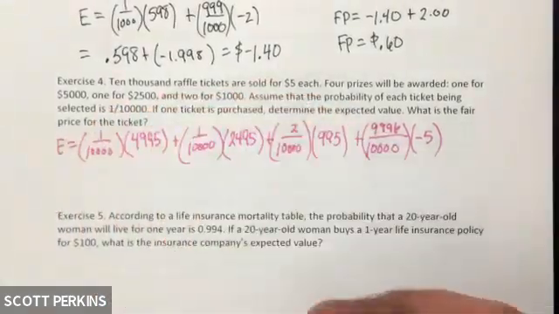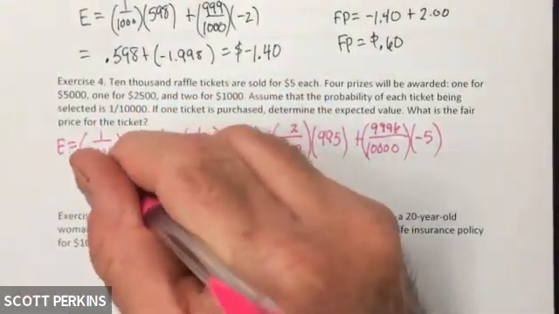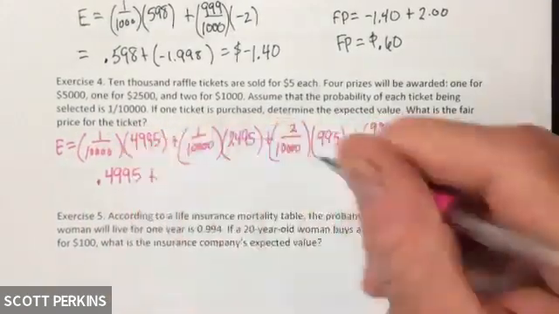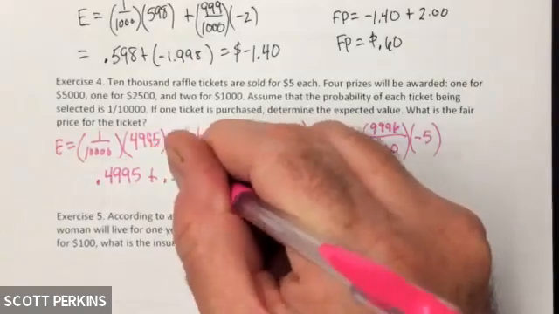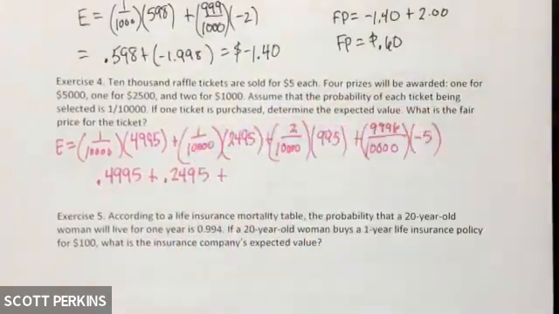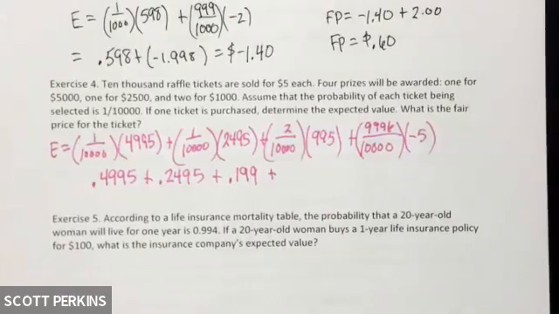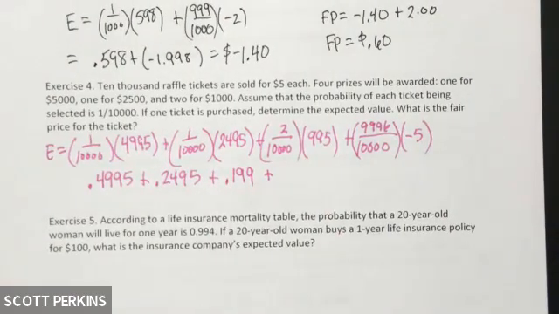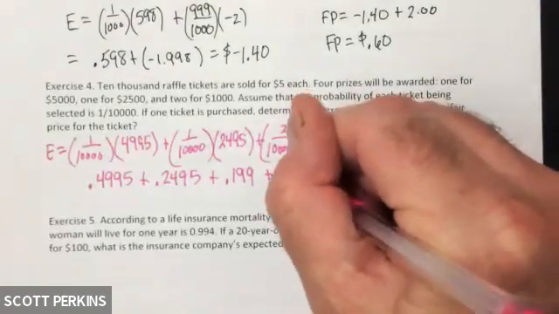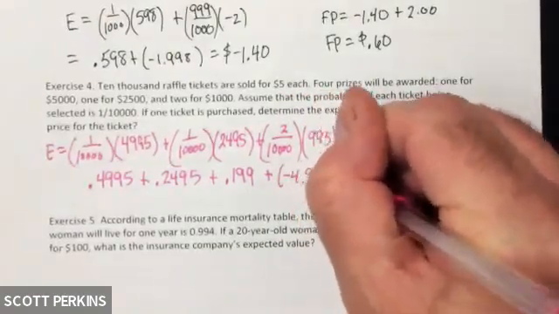So the first one, 4,995 divided by 10,000 is 0.4995. The next one is 0.2495. The next one, I've got 995 times 2 divided by 10,000. That is 0.199. And then finally, I've got the last one. I've got -5 times 9,996, and then divide that by 10,000, and I get -4.998.